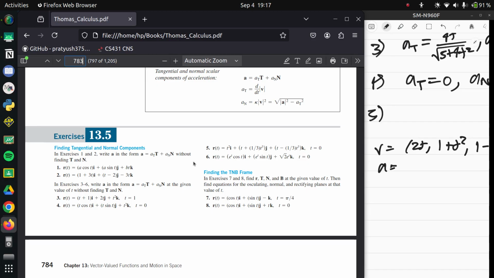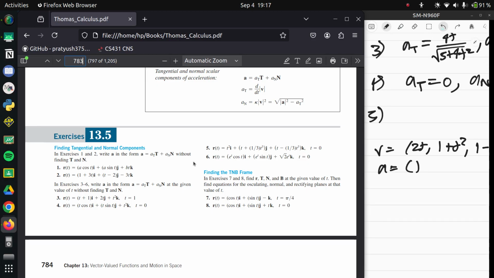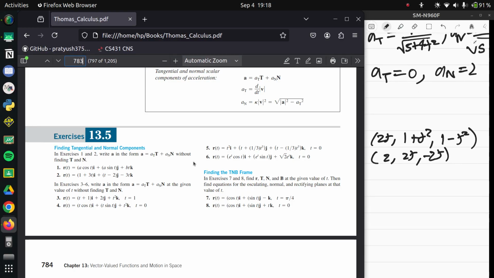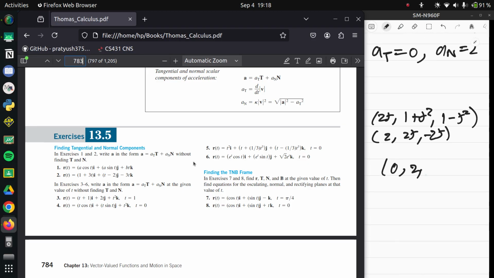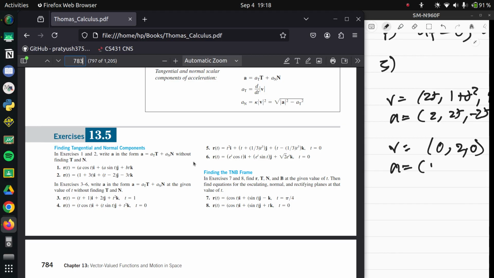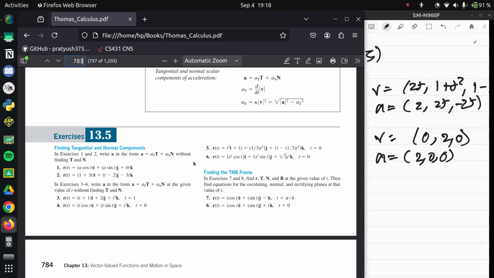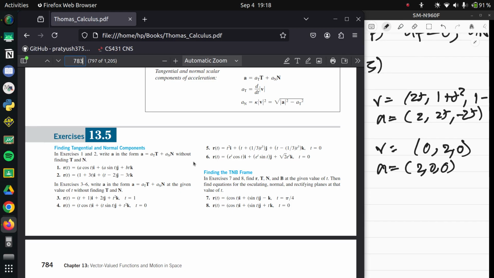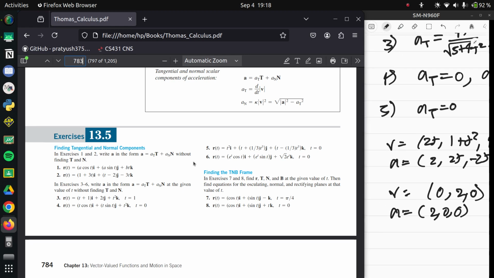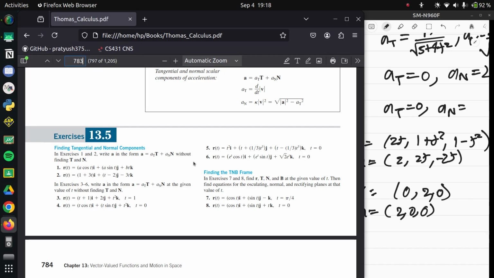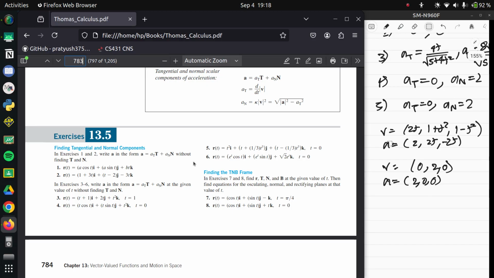The acceleration would just be equal to what, right? And we are doing it at t equal to 0, so basically your velocity just turns out to be this, and acceleration just turns out to be 2 comma 0 comma 0. Sure, the same as before. Your tangential component is just not there, your normal component is completely there. So normal component is just 2, so at equal to 0, an equal to 2. I have no idea why you want to be doing this.